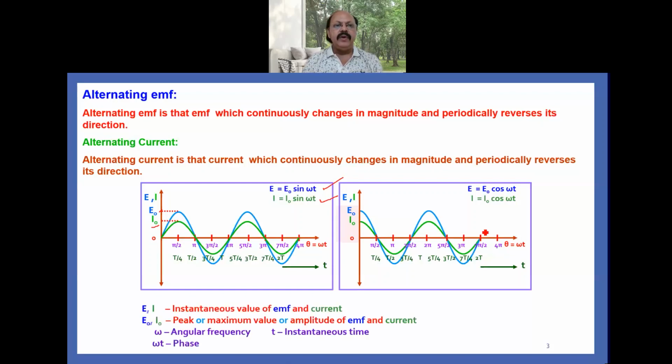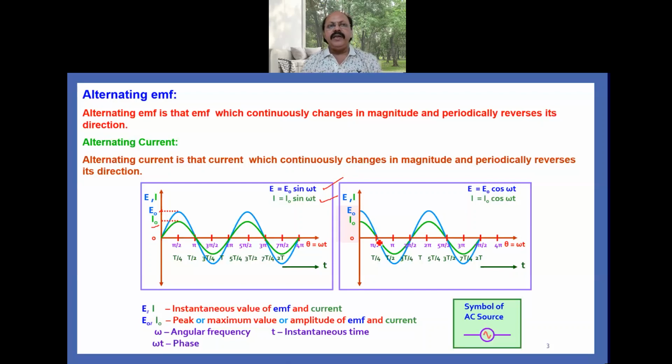And as I already told you, E naught is the maximum alternating EMF, I naught is the maximum alternating current, E and I are the instantaneous values of alternating EMF and alternating current. Omega is angular frequency, t is the instantaneous time, and omega t we call phase. So in the first diagram you see that alternating EMF and alternating current both are in the same phase. Similarly, in the second diagram also they are in the same phase.